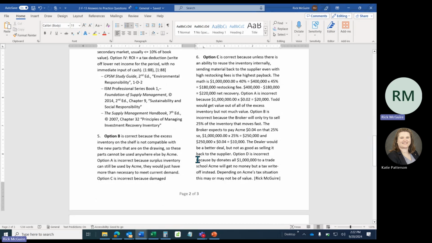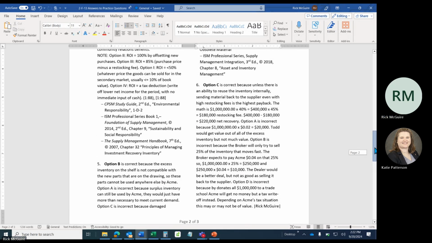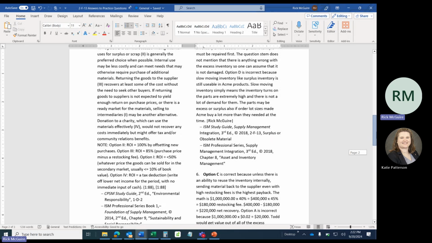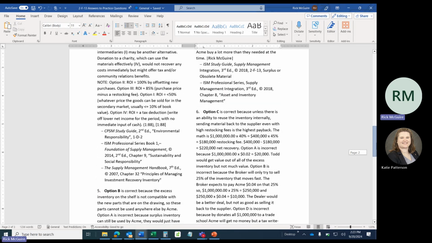5 is also Bravo. It's correct because the excess inventory on the shelf is not compatible with the new parts that are on the drawing, so these parts cannot be used elsewhere by Acme, or anywhere else. 6 is Charlie. Unless there is an ability to reuse the inventory internally, sending the material back to the supplier, even with high restocking fees, is the highest payback. And then you can look at the math here.